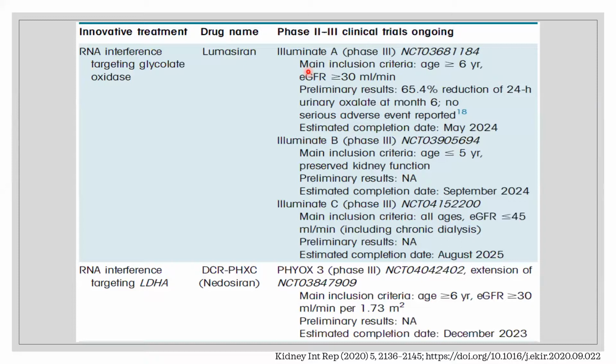In Illuminate A, the main inclusion criteria are age of 6 or more with preserved eGFR, and the preliminary results were a 65.4% reduction of 24-hour urine oxalate levels at month 6, and no serious adverse effects were reported. Estimated completion date is May 2024. They proceeded to Illuminate B because they included children of age 5 or less. These results are also awaited. And Illuminate C's main inclusion criteria are all ages, even with reduced eGFR and even patients on chronic hemodialysis.